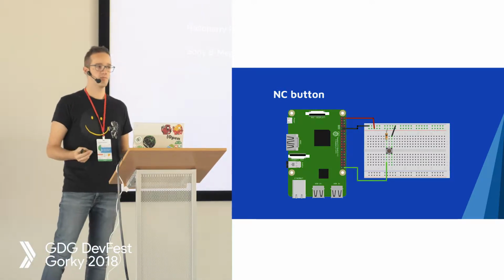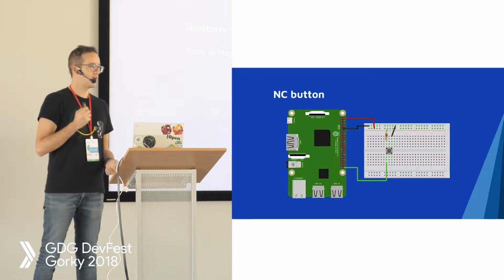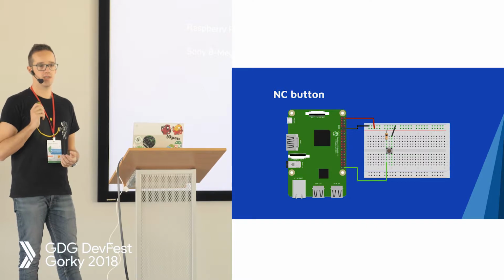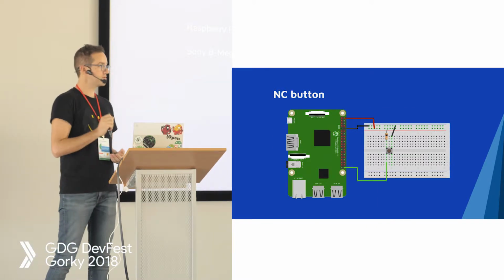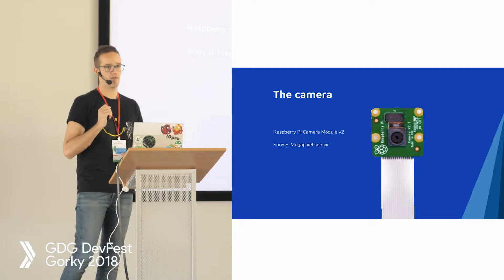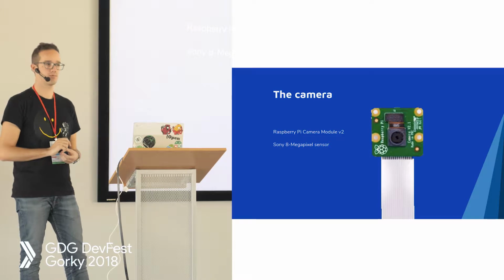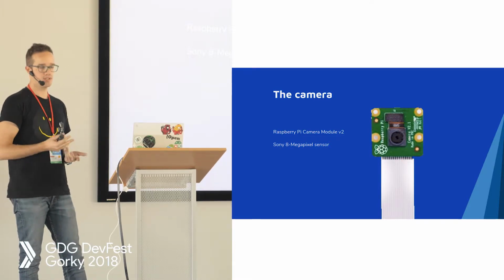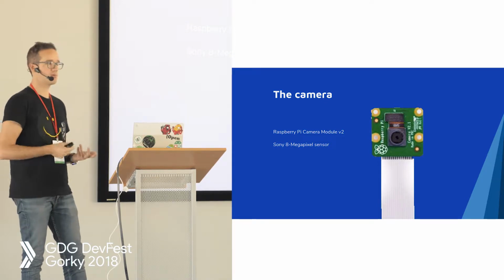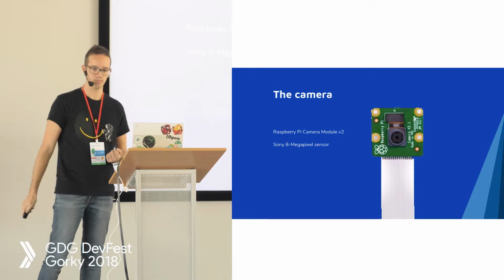Of course, for a selfie booth, we needed a camera. We needed a way to take the actual pictures. And for that, we used the Raspberry Pi camera module, the second version of it. We chose this one because it has a very good sensor. It's a true 8-megapixel sensor, which was able to take pictures even in low light, with decent quality. It's comparable to a medium-range smartphone, for example.